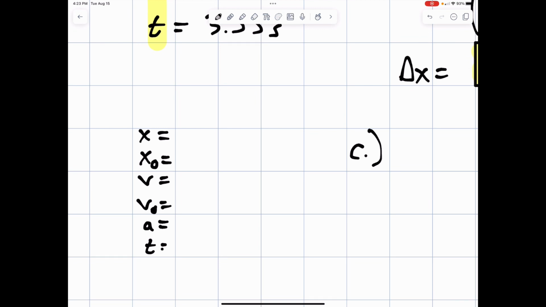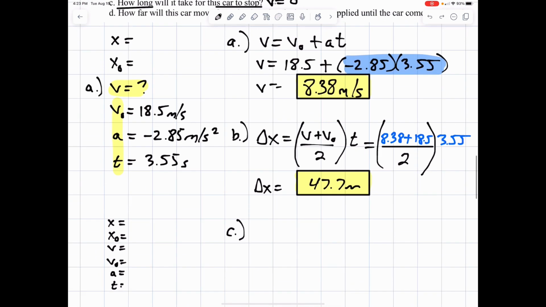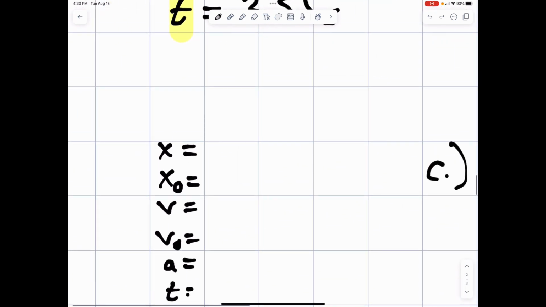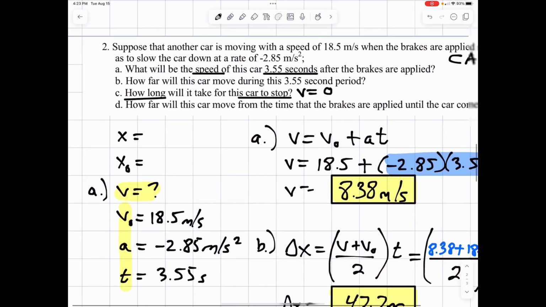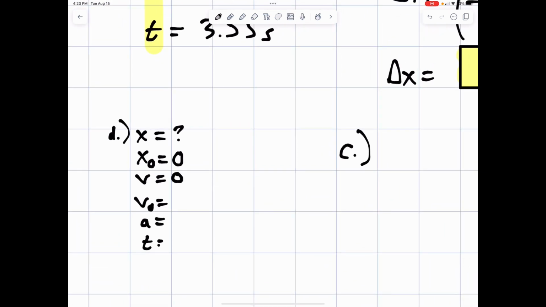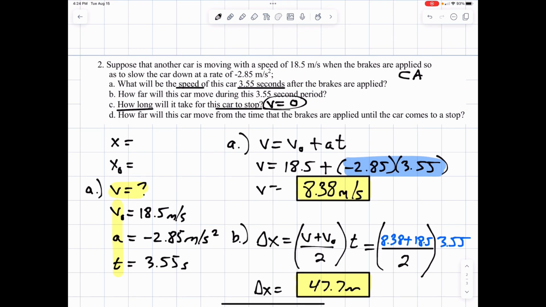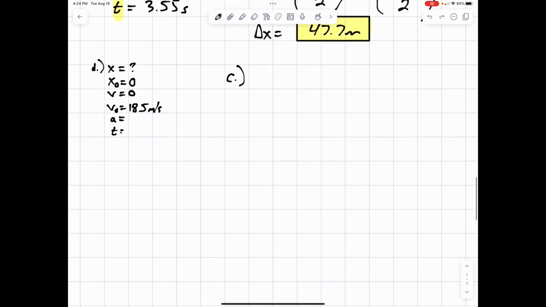So x, we don't know what it is yet. I don't know how far, because this 47.7 was only for that time. So it's going to go farther, right? And actually that's going to be part D. Part D is what we're looking at, how far it went. Still assuming x naught is 0, basically we're going to start from 0 unless the problem tells us otherwise, okay? V, well, I don't know what V is. That's actually what we're looking for. No, it's not. I'm sorry. We are given V. V equals 0. The original speed was 18.5 meters per second. Same acceleration, mind you, same acceleration of negative 2.85 meters per second squared.